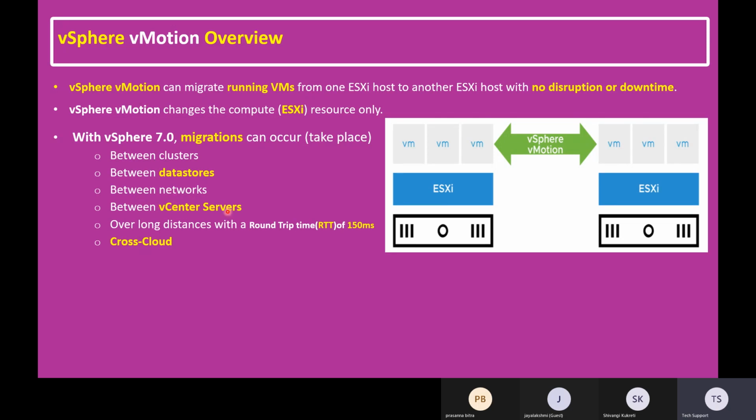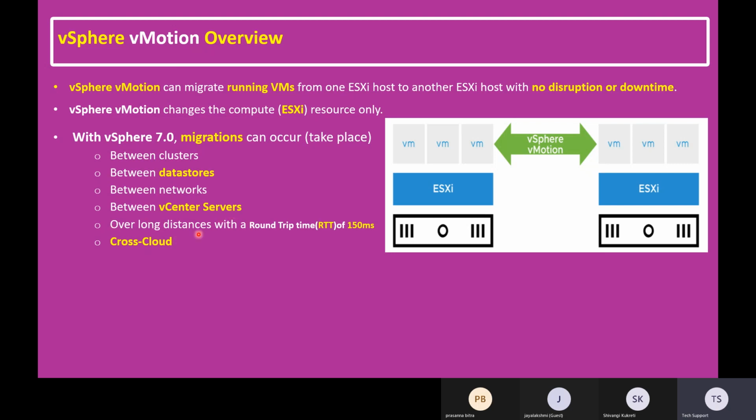And between vCenter servers. Say you have one production vCenter in Hyderabad and the development vCenter is in some remote location. So from the development vCenter to the remote location vCenter we can also migrate, and it is supported in the reverse way also. That means vice versa.